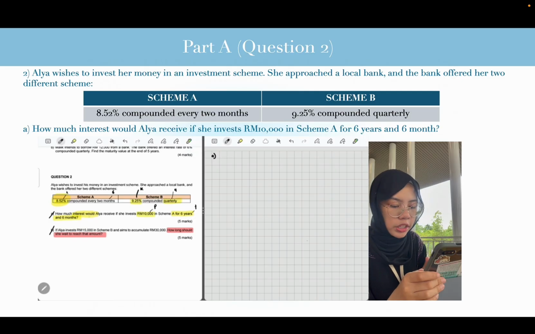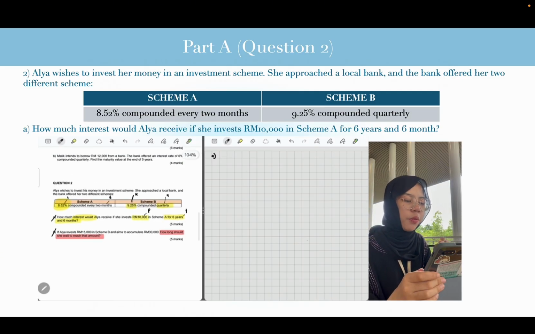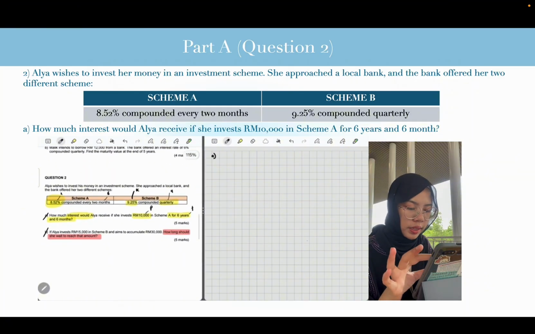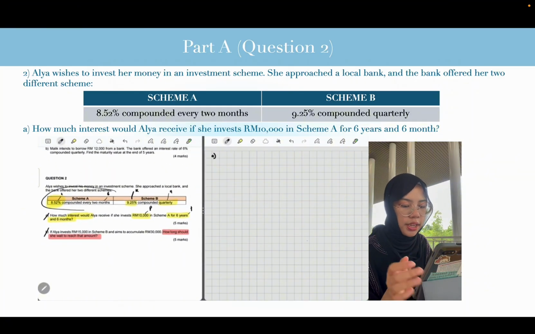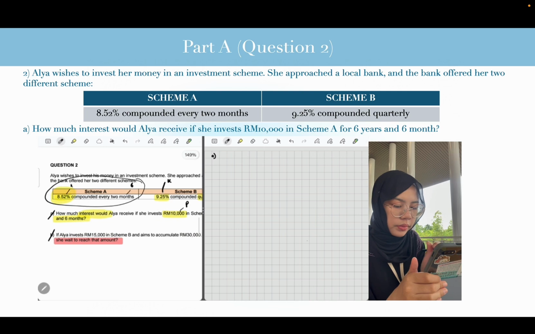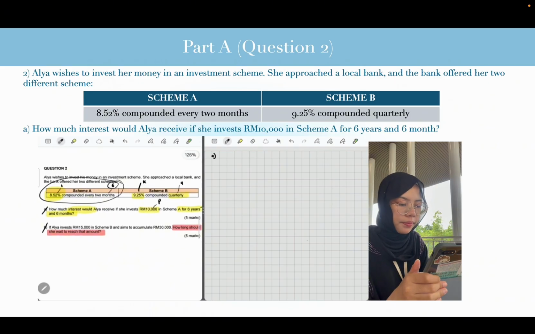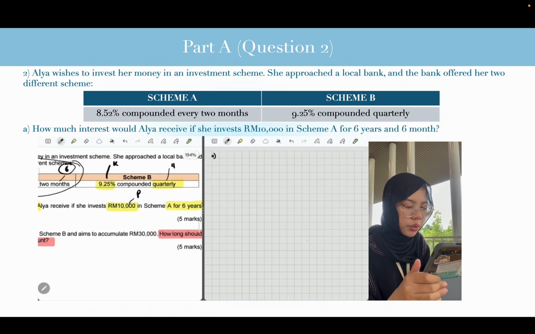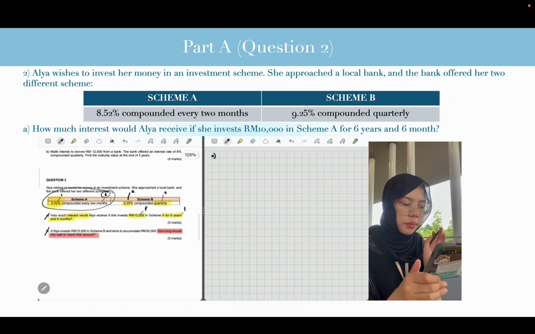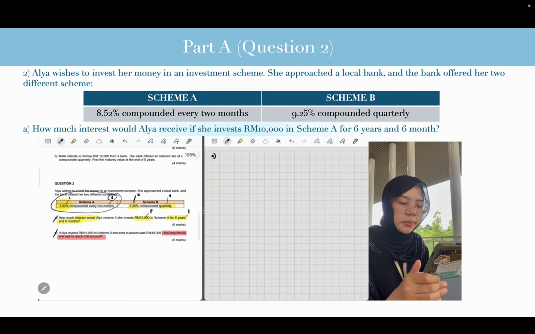Okay, as you can see in question A, it asks how much interest will Alia receive if she invests 10,000 in Scheme A for 6 years and 6 months. And as we can see here, I already labeled all of the information necessary. For Scheme A, the K is 8.52%. K is the percentage. And then compounded every 2 months, meaning this is the M. And as you can see in the question itself, she invests 10,000, meaning that is the P, the principal. And then it told us Scheme A for 6 years and 6 months, meaning this is the T.